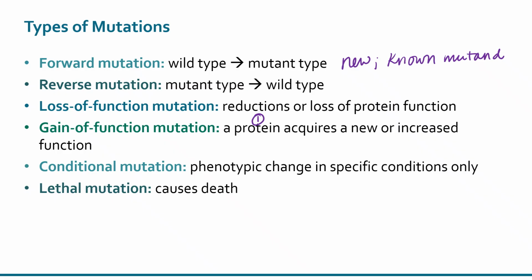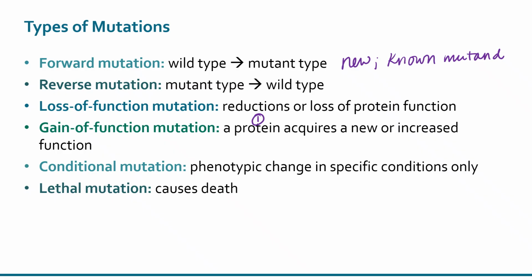A lethal mutation is a mutation that causes death in the individual. This is usually early on, so the individual doesn't even really survive. Of course, it could be something that happens a little bit later, but usually we talk about lethal mutations as something that happens early on, so that you don't even see the number of individuals that you would expect with a particular phenotype.